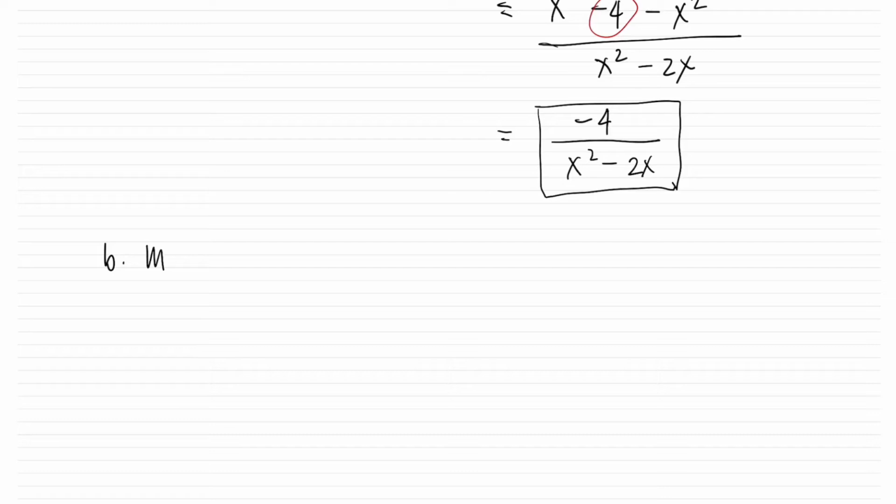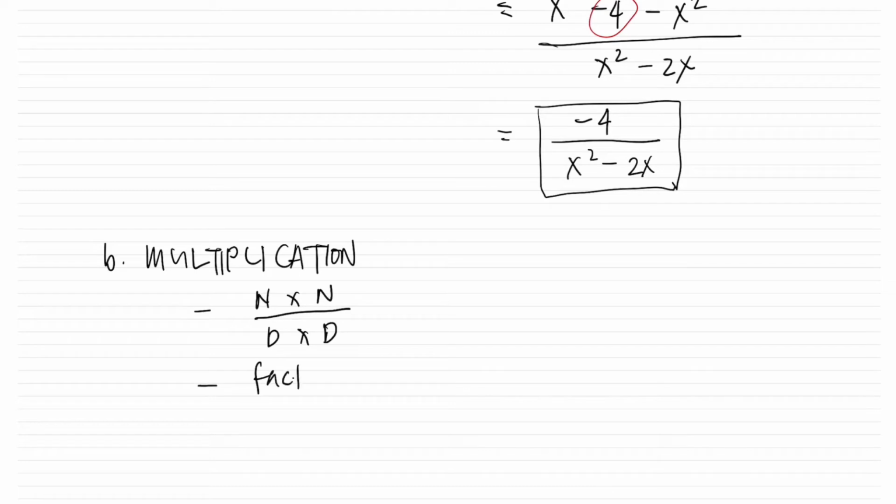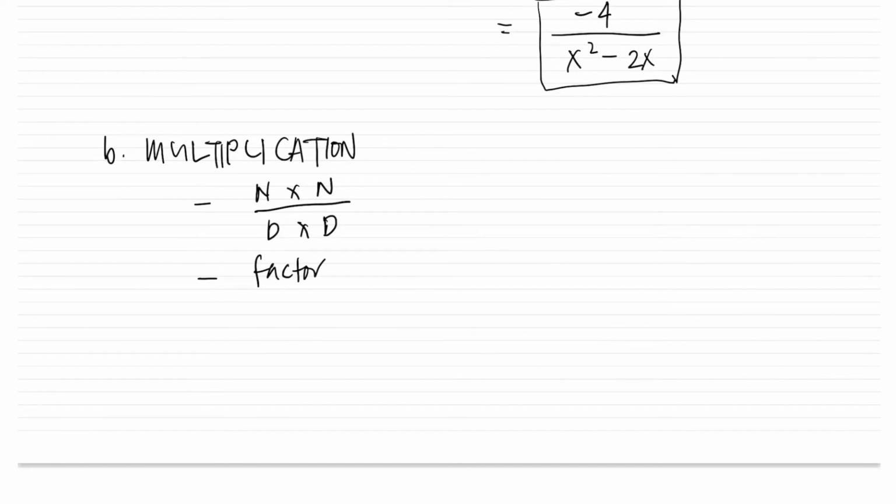Now we go to multiplication. When we multiply, it is the same rule as with numeric fractions. Numerator times numerator, and denominator times denominator. And don't forget we still have to factor. Let's have an example.